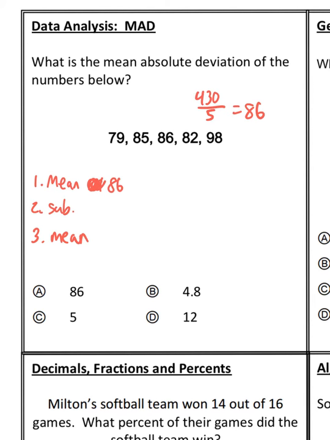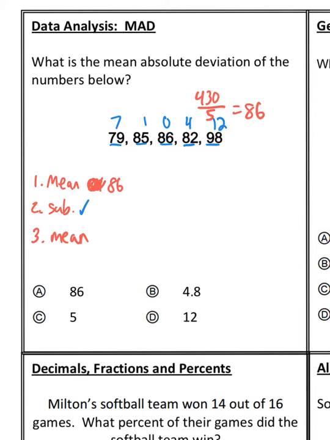Next step is you have to subtract each number from 86 or with 86. So 86 minus 79 is 7. 86 minus 85 is 1. 86 minus 86 is 0. 86 minus 82 is 4, and 98 minus 86 is 12. So that's step 2. Last step is you find the mean of those numbers.